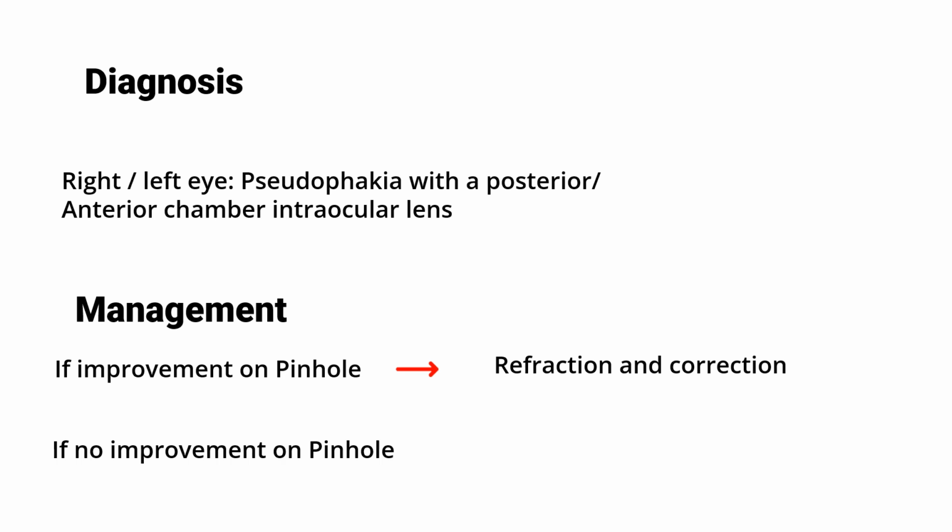If there is no improvement on pinhole, you saw that the vision was 6/12, 6/18, 6/24 or 6/12, but it was not improving on pinhole, you will say I would want to do a slit lamp evaluation and do a fundoscopy to rule out the reason for reduced vision, and why it is not improving on pinhole, right?